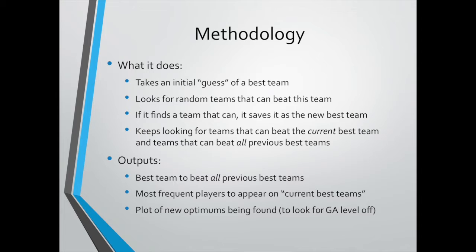What the program outputs is the best team to beat all previous best teams, so the team that is proven to beat all the previous best teams before it, the most frequent players to appear on current best teams, and a plot of when new optimums were found so that we can see that genetic algorithm level off of better optimums being found and fewer new optimums being found.